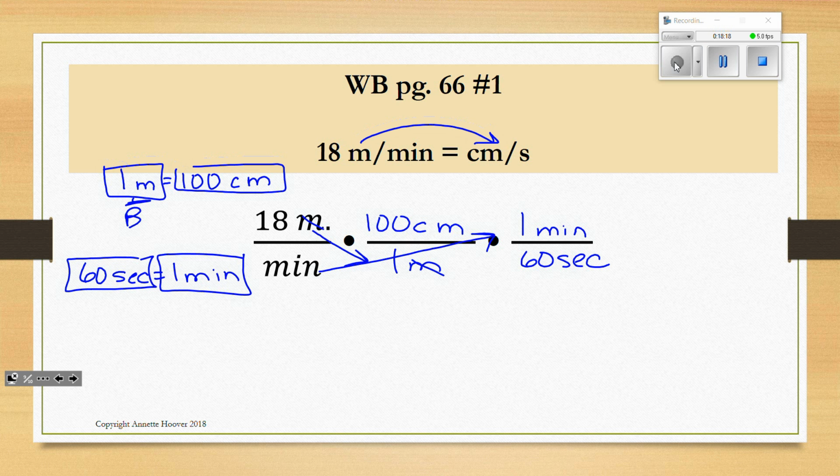Now we're ready to multiply everything on top. 18 times 100 is just 1,800. And on the bottom we just have 60, so we divide that by 60. And 18 divided by 6 is 3. These zeros cancel out, so it would be 30.